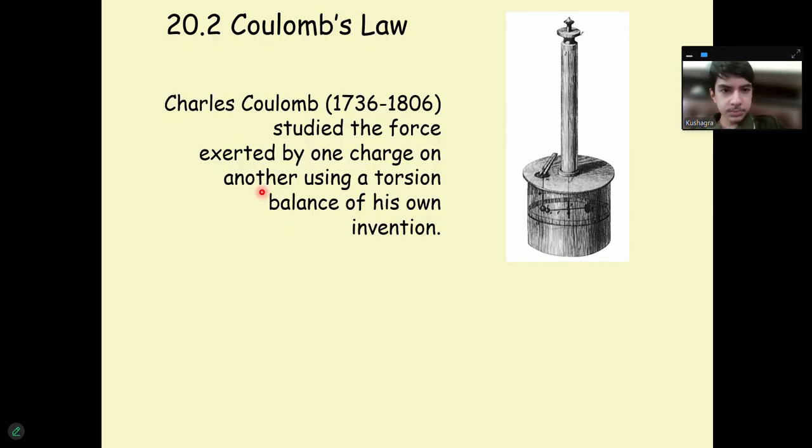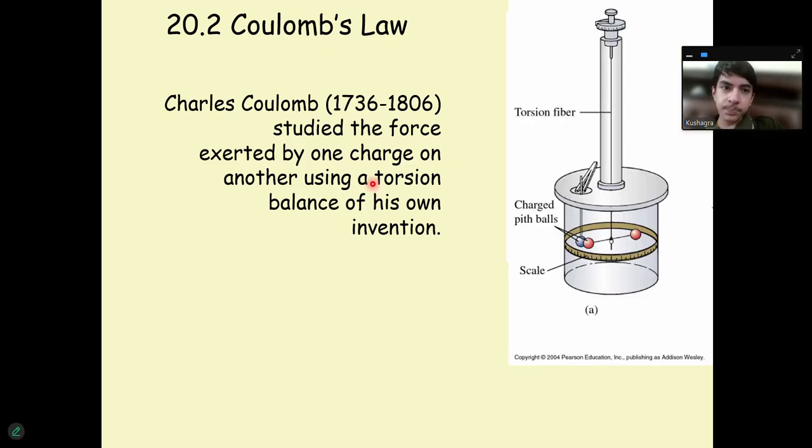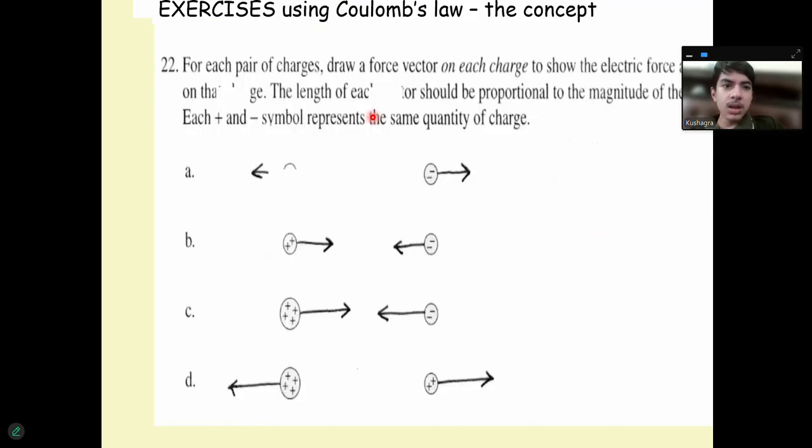Okay, now Coulomb's law. Charles Coulomb, born 1736 and died 1806, studied the force exerted by one charge on another using a torsion balance of his own invention. So here's the torsion fiber, and there are charged balls on the scale. So this is our exercise.